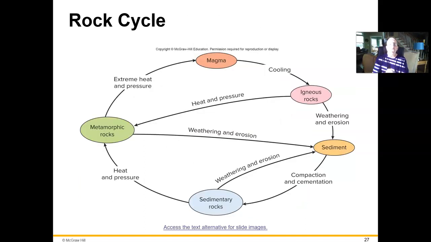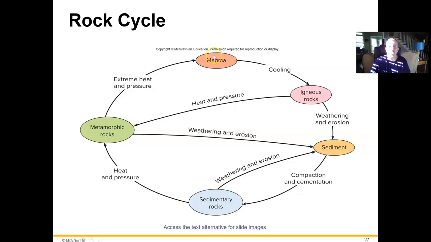So here's the rock cycle. And I want you to pay particular attention to this in your lesson. I want you to study this and understand this. It looks like a lot just looking at it, kind of confusing, but once you understand it, it's very simple.